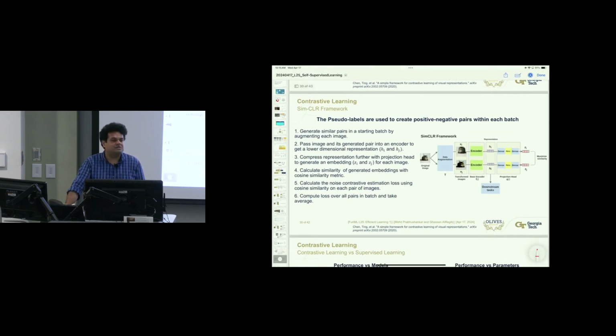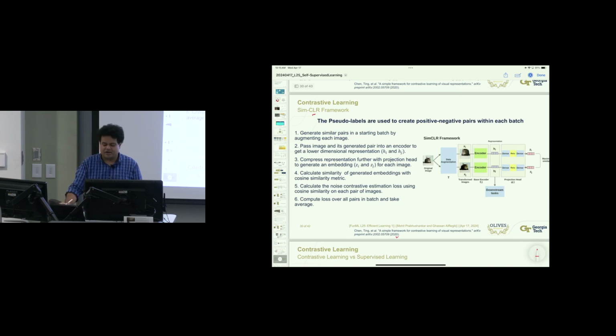So a very famous paper was back in 2020, just 4 years back. SimCLR, it's literally called Simple Contrastive Learning Framework, which is the full form of SimCLR. So this paper came out just 4 years back, but contrastive learning has been one of the biggest things that has happened within computer vision.